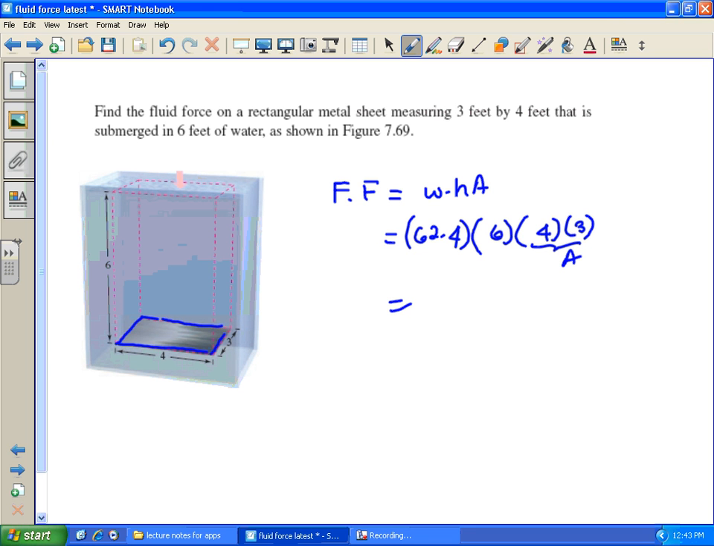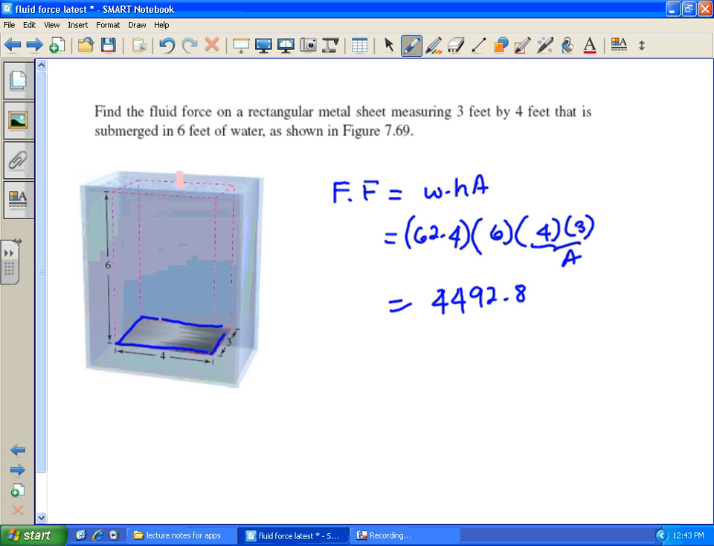Okay, let me know what you're getting. So again, we just multiply the area of the sheet times the depth times the weight of the liquid in which it is immersed, and in this case, it's 62.4. And the final answer is, did anybody get something? 4492.8. Now, how about the units?